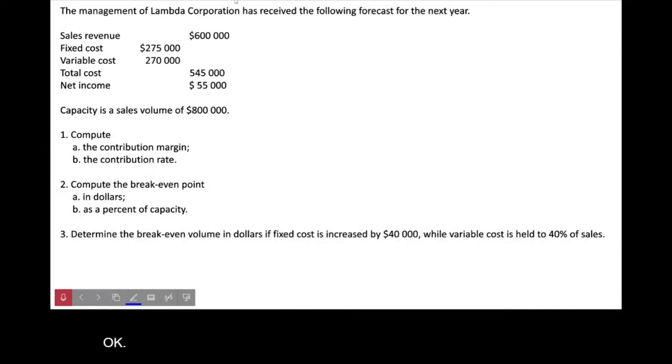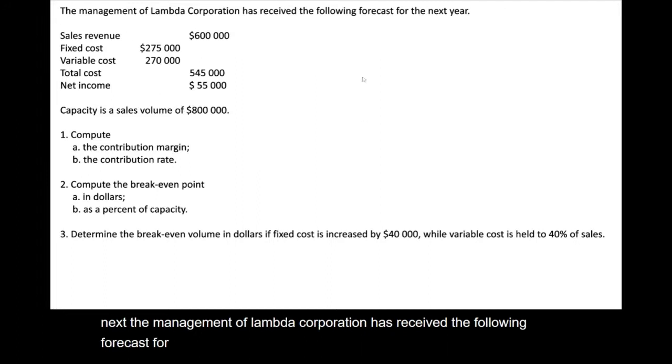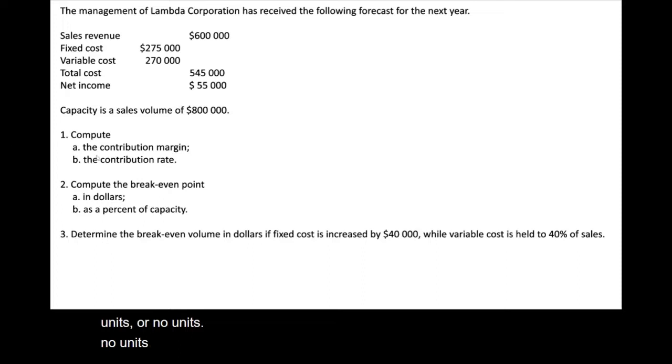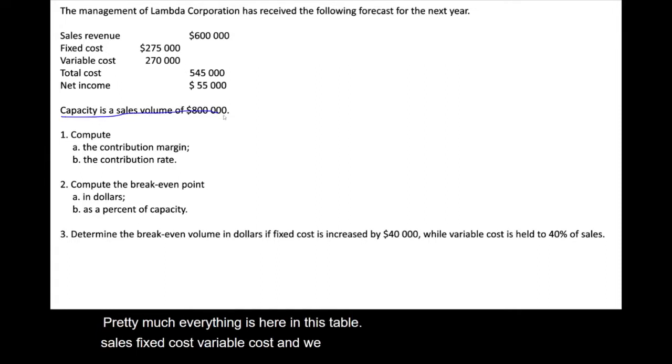Next, the management of Lambda Corporation has received the following forecast for the next year, and we have those fairy tale numbers. Now, question: units or no units? No units. Okay, answer is correct. So pretty much everything is here in this table: sales, fixed cost, variable cost, and we have capacity, right? So we have sales max.